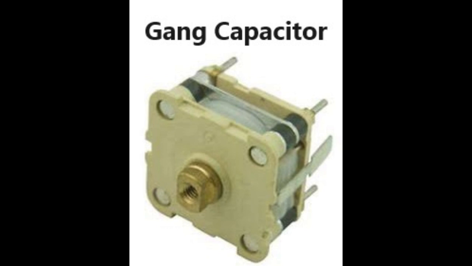Gang capacitors in general consist of interwoven sets of metallic plates in which one is fixed and the other is variable. The ganged capacitor shown here is a combination of two capacitors connected together.